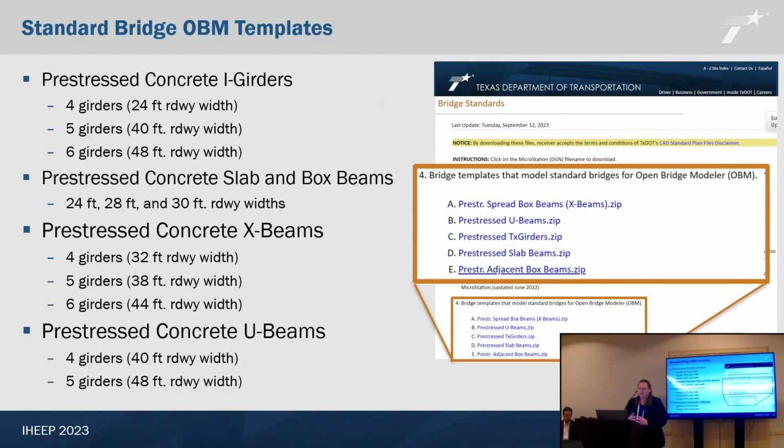So these templates can be found on our Bridge Standards website. I don't have a web page on here because it's easier to just Google TxDOT bridge standards, and you'll get there a lot faster. These are the different beams and different roadway widths. We really did it more towards number of girders than roadway widths, because you can change the width of the bridge fairly easily.